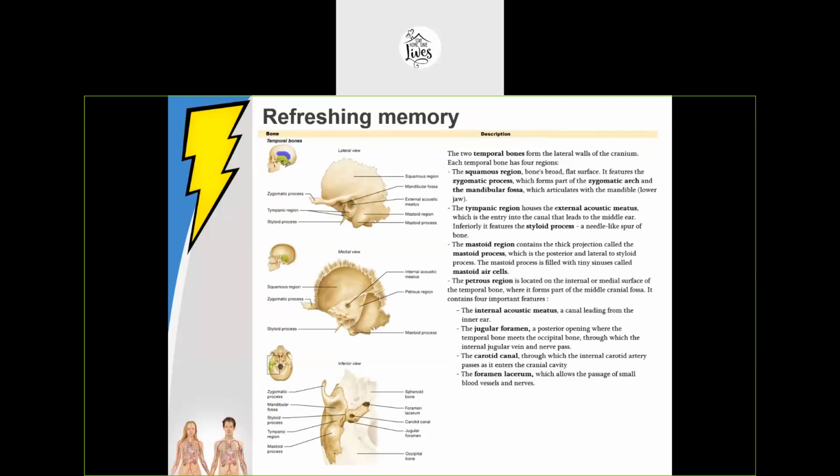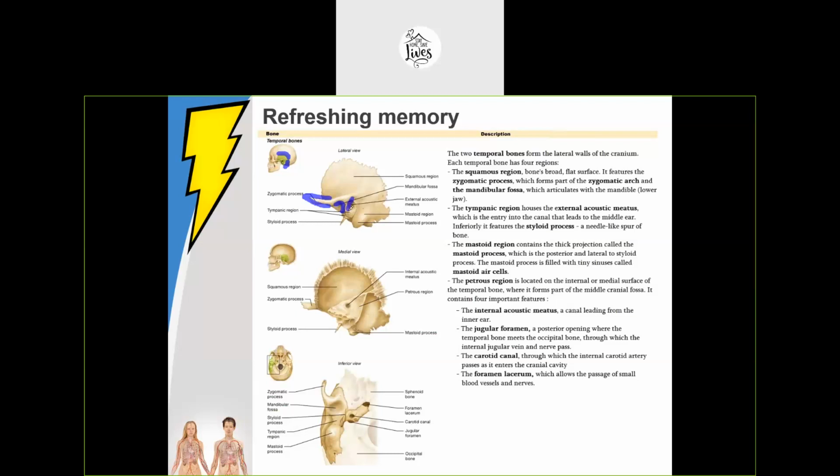suture, and to the occipital bone by the occipitomastoid suture. And the parts of the temporal bone, we have the squamous region, we have the petrous region, we have the tympanic region, and the important bone markings that we can find here. These are the zygomatic process that connects the temporal bone to the zygomatic bone. We have the mandibular fossa that will be articulating, forming the joint with the mandible.